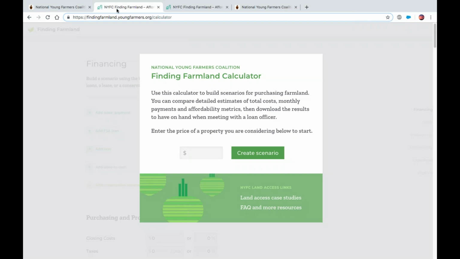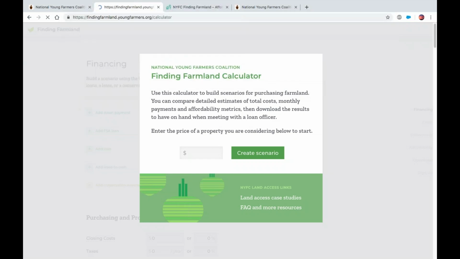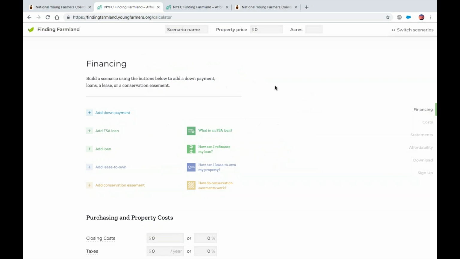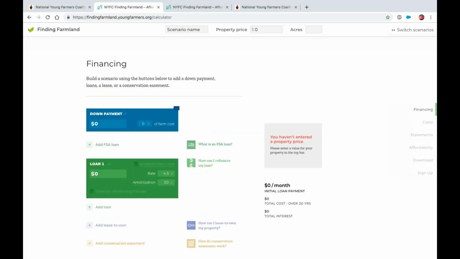So to start off here, this is just at findingfarmland.org, you get here. And we can put in a property price to create a scenario, but I have some scenarios built as an example. So I just want to walk you through the tool first. So here in this financing section, what you're essentially doing is building the different ways that you would finance a land purchase. And Liya spoke a lot about these different ways. One of them is just a very conventional loan that you would get through a bank. And there's also usually a down payment associated with the loan. So you could add all these different items.